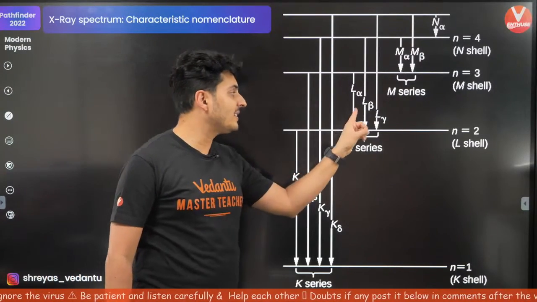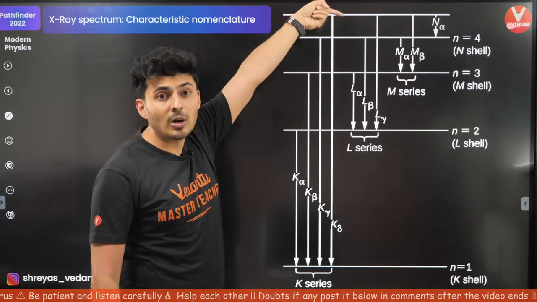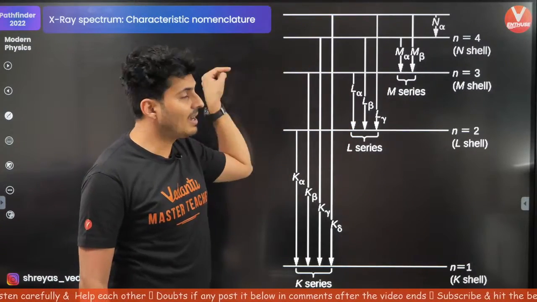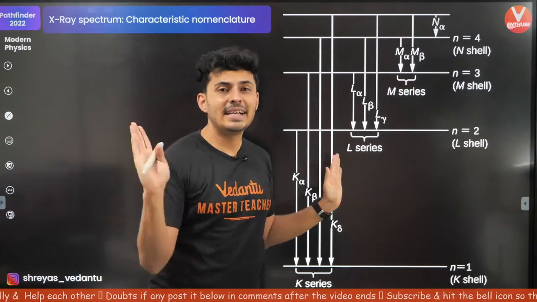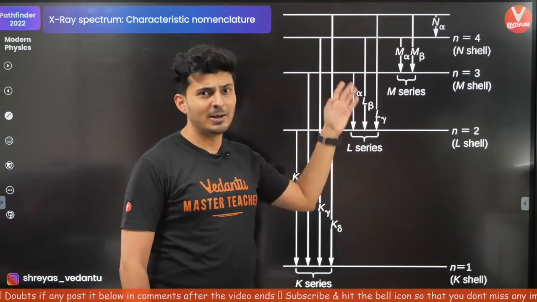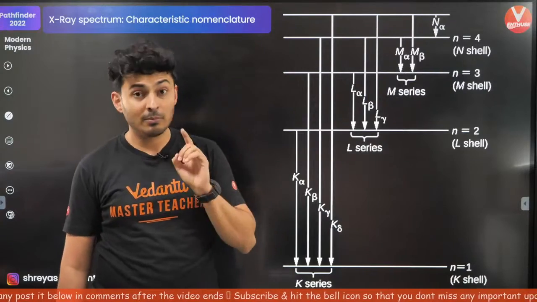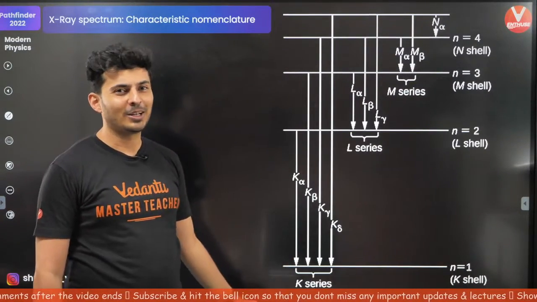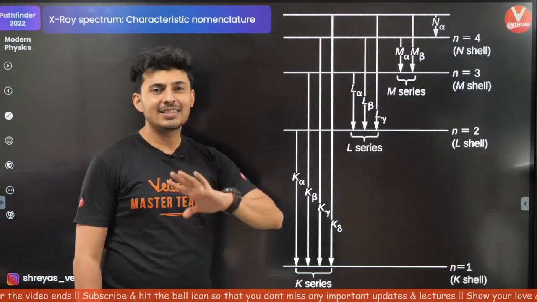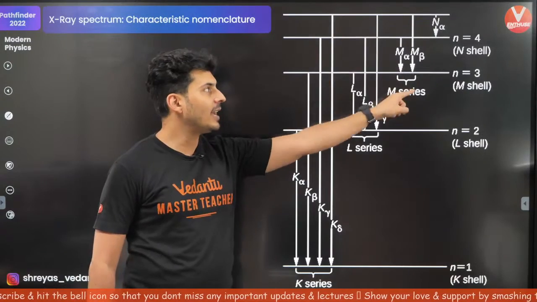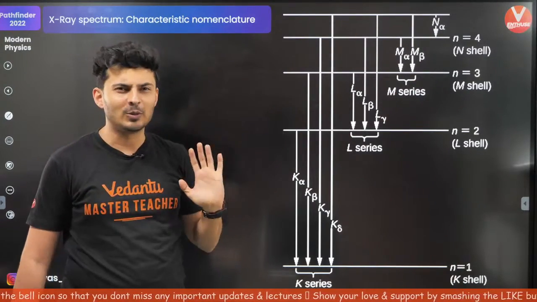If the vacancy is in L shell and an electron from higher shell jumps over here, you will see that the wavelengths which are created are called the L series. This reminds me of Lyman, Balmer, Paschen, and so on. But I will not call it that. Reason? This is not hydrogen. This could be anything else. Hence, the generic nomenclature is K series, L series, M series, N series, and so on.